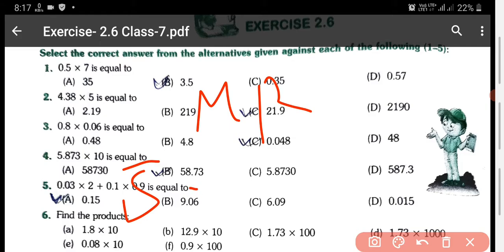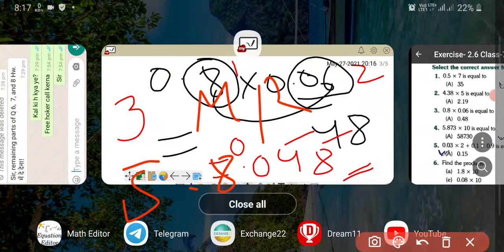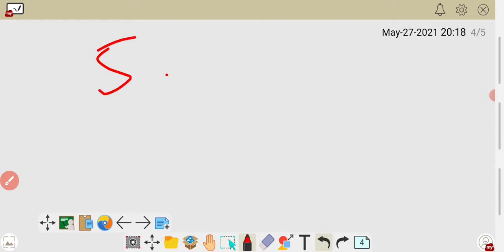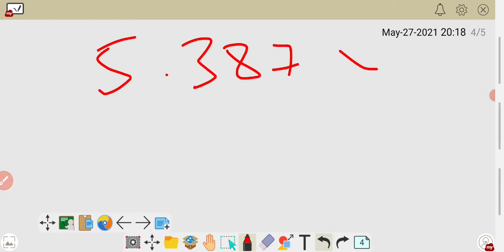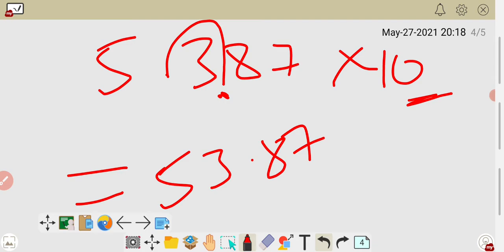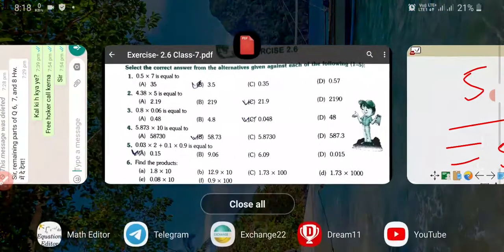Now 5.873 is there. Now just see here, it is 5.387, then multiply by 10, suppose. In multiply, the decimal shifts to the right side. So it comes to this side. With 1 zero, it moves only one place. So your answer will become 53.87. With 00, it moves 2 places, then it comes here. If 30, then it comes to this place. So the final answer is 53.87.